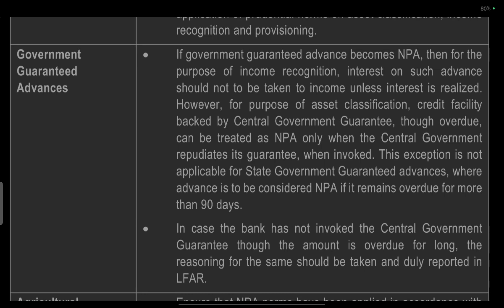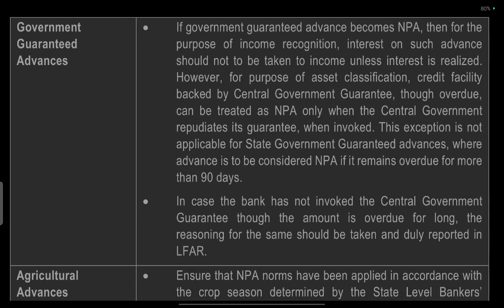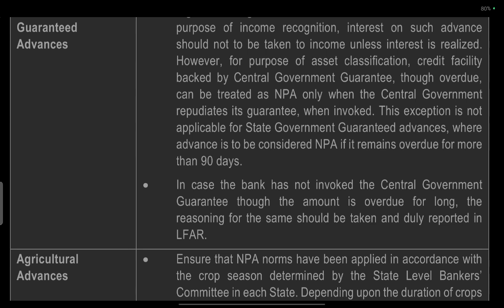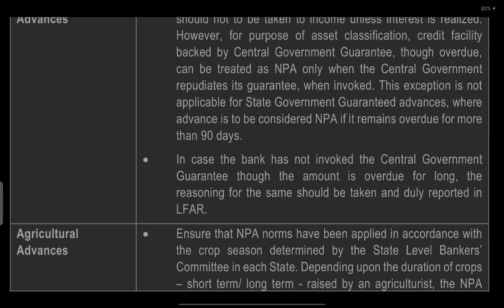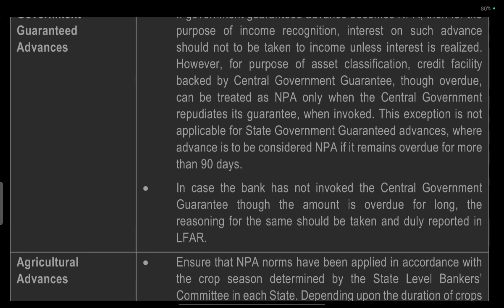then for the purpose of income recognition, income on such advance should not be taken as income unless interest is realized. However, for the purpose of asset classification, a credit facility backed by central government guarantee, though overdue, should be treated as NPA only when the central government repudiates its guarantee when it is invoked.